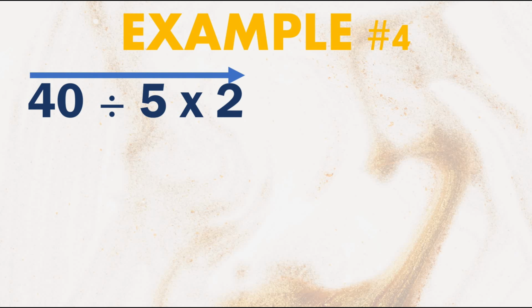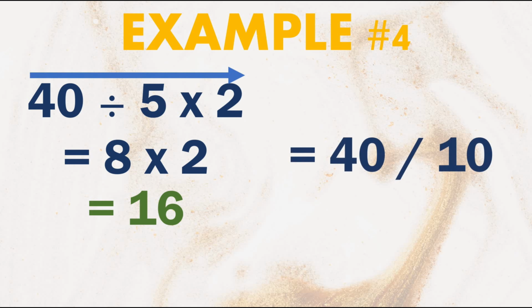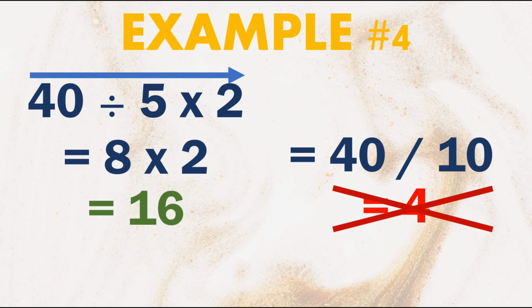We do 40 divided by 5, that's 8, and then multiply by 2. 8 times 2 is 16. We don't multiply first in this case, so it's not 40 divided by 10 equals 4. That's incorrect. When you see division and multiplication in the same problem, you need to go from left to right. Before we end, let's check your understanding.